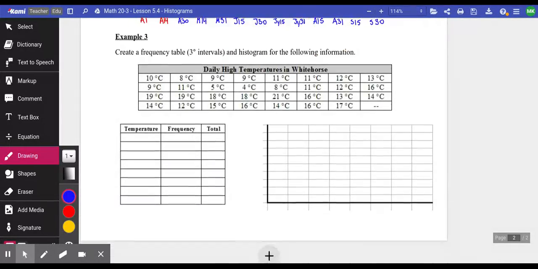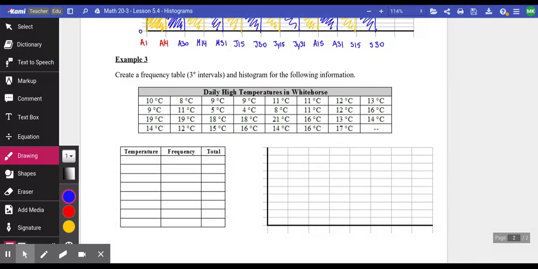Awesome. Down here, we have an example to create a frequency table for a histogram. So it's the same idea. We're going to try to create this chart on the left, a temperature and then a frequency table, so how often it happened. We'll start with the lowest temperature we see here. I think the lowest temperature I see is 4. It only happens one time, I believe.